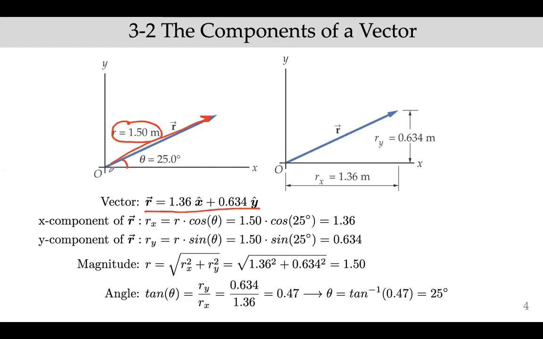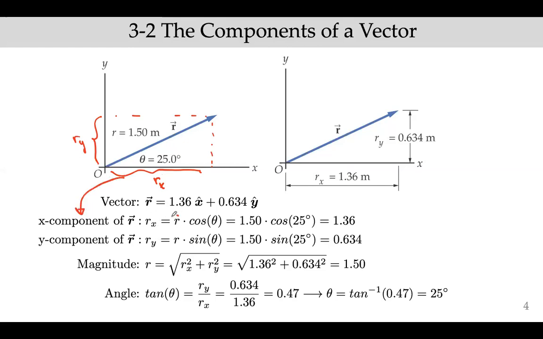To be able to write it in this form, we have to find the x component. So let's say this component is called r sub x. And the y component is called r sub y. So how do you find, let's start with r sub x. This basically means the x component of the vector r.